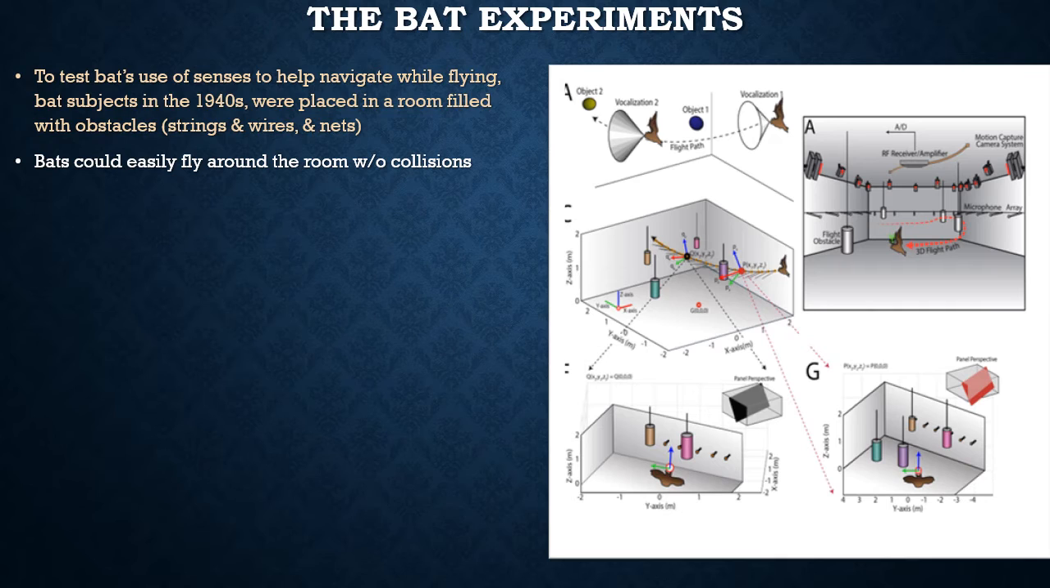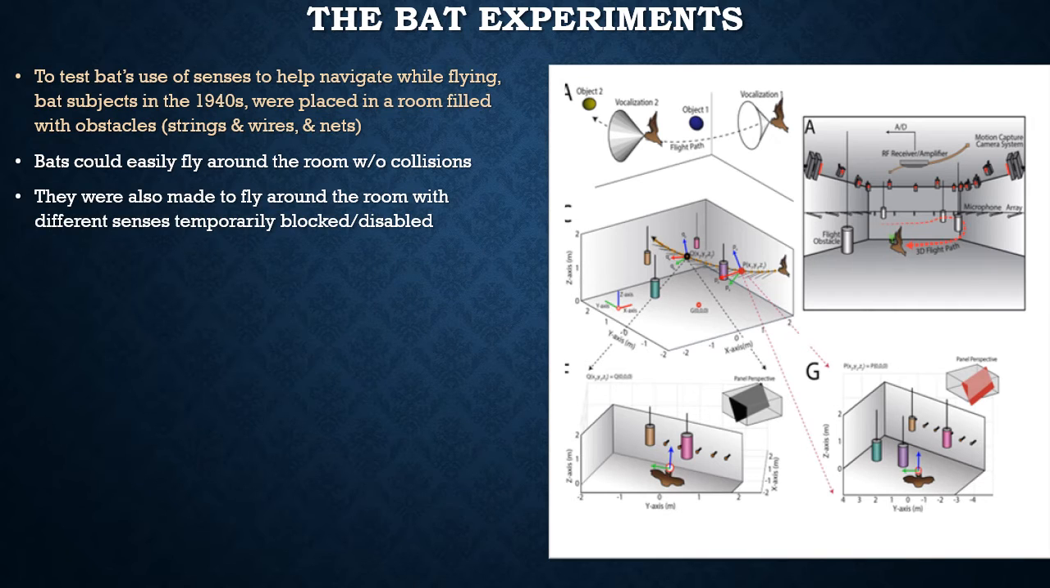They could land on the walls, and they had no problem navigating the room, whether the lights were on or off. The bats themselves, however, were also made to fly about the room with different parts of their sensory organs on their head temporarily blocked, disabled. They didn't permanently injure the bats, but they figured out ways to disable certain parts of their sensory systems. So in some cases, they were temporarily blinded. And if you watch the video, you'll hear the gentleman talk about how they used some kind of, I think it was an ink or a glue or something. They just glued their eyes shut so they couldn't see.